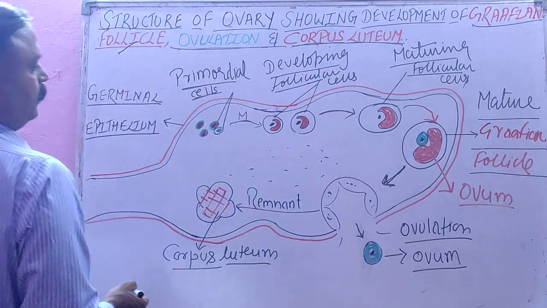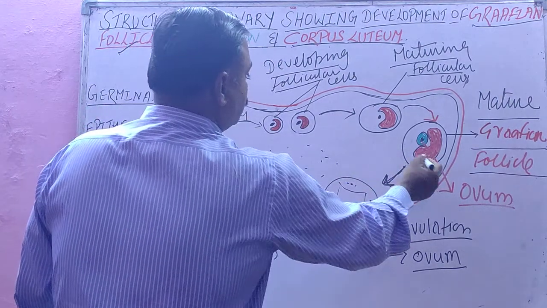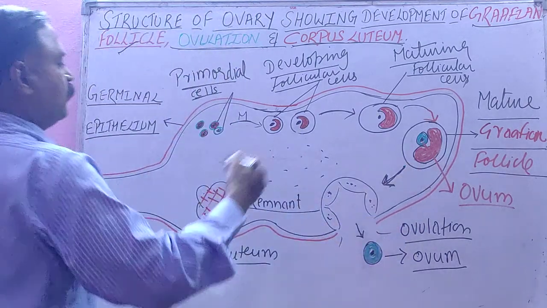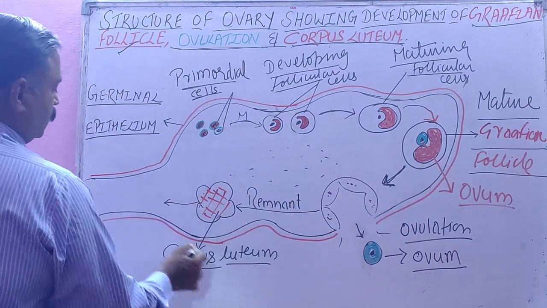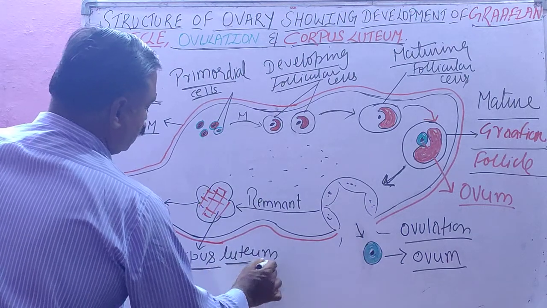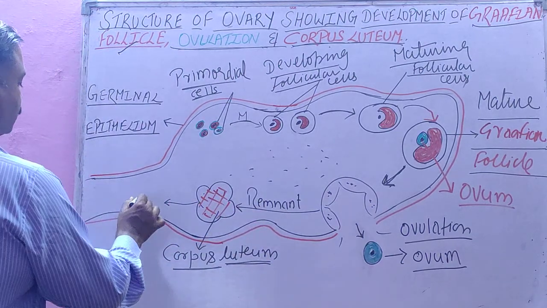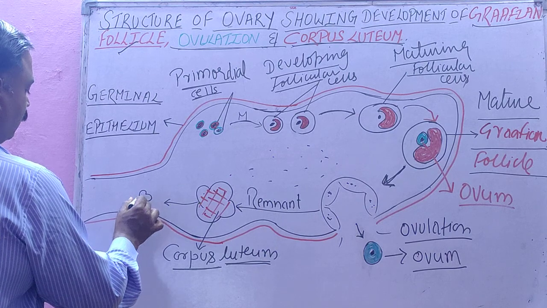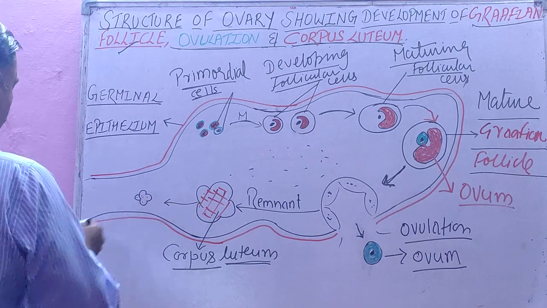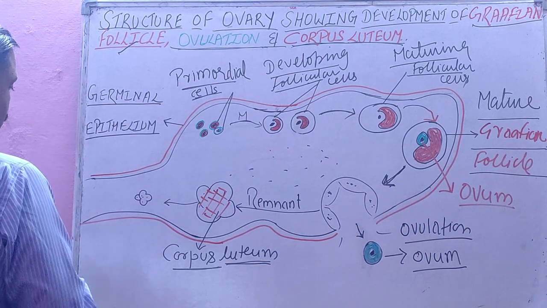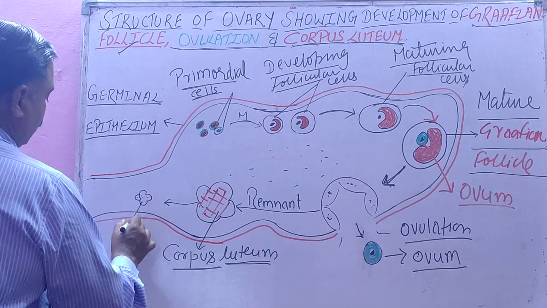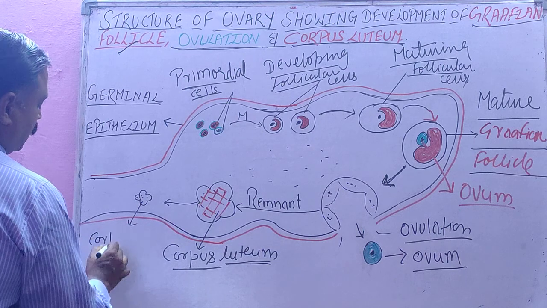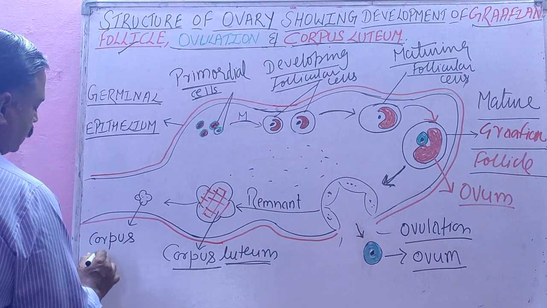This corpus luteum and Graafian follicle produce female hormones. Slowly and gradually, by producing the female hormones estrogen and progesterone, it gets smaller and smaller, and it becomes a white body called corpus albicans.